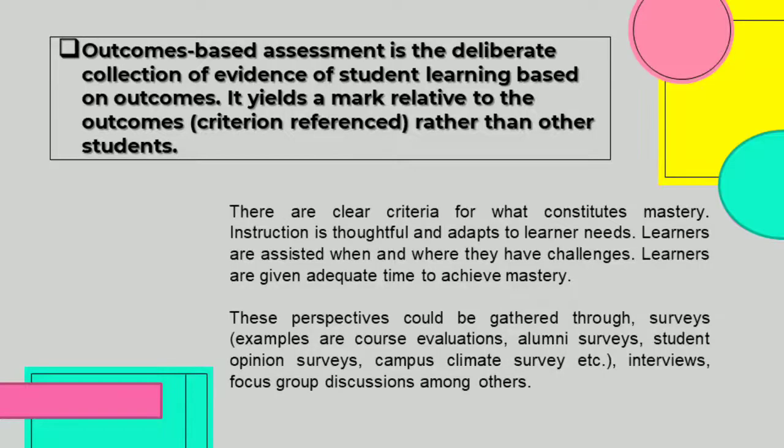Outcomes-based assessment is the deliberate collection of evidence of student learning based on outcomes. It yields a mark relative to the outcomes criterion reference rather than other students. There are clear criteria for what constitutes mastery. Instruction is thoughtful and adapts to learner needs. Learners are assessed when and where they have challenges. Learners are given adequate time to achieve mastery.